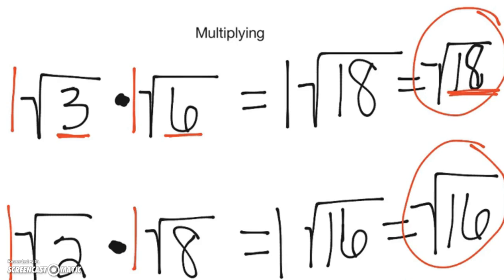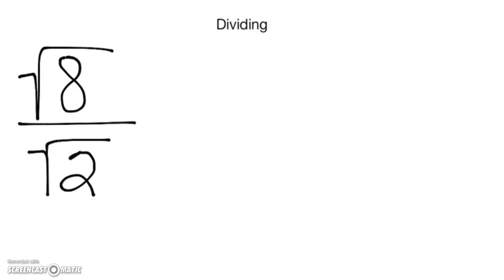What is a perfect square? The square root of 16, however, is a perfect square, and some of you may know that one, and it is 4, because 4 times 4 is 16. Okay? Again, we'll come back to the square root of 18 and how to simplify that in a moment. So let's look at dividing.